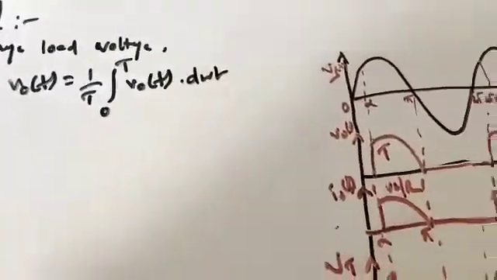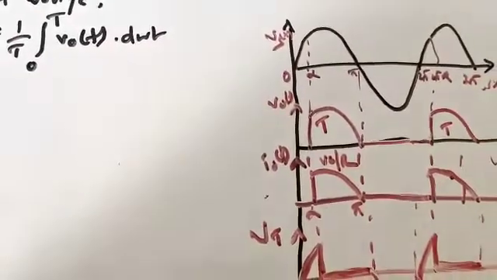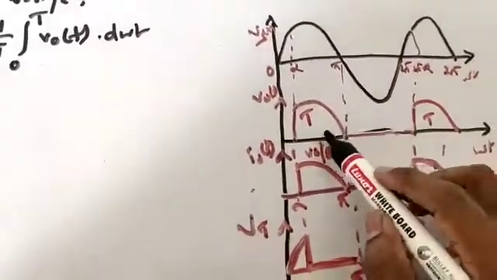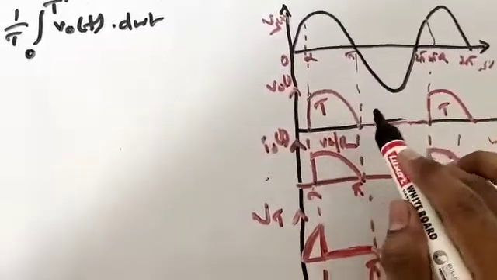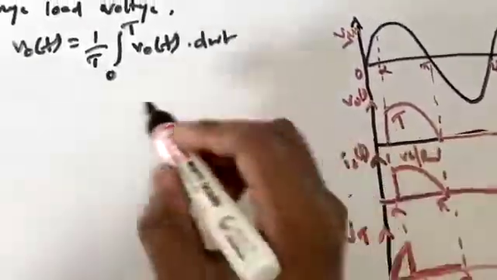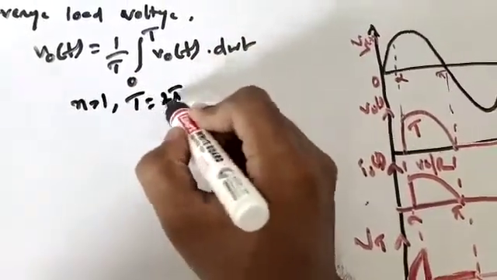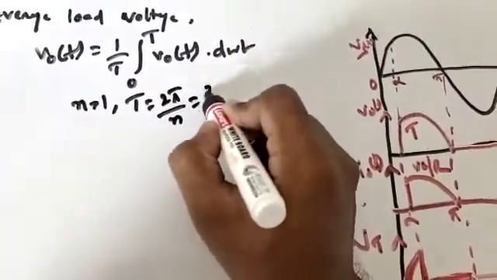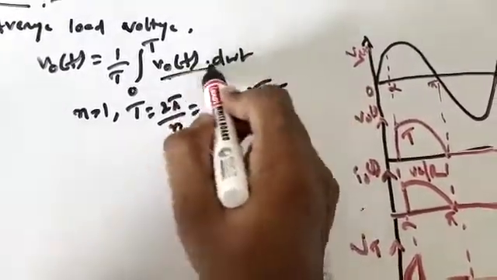Here, if you clearly observe this particular waveform V naught of t, how many pulses are there in an entire cycle from 0 to 2 pi? Only one pulse. So the number of pulses will be equal to 1. So the time period here is how much? 2 pi by n, which is nothing but 2 pi by 1, equal to 2 pi.